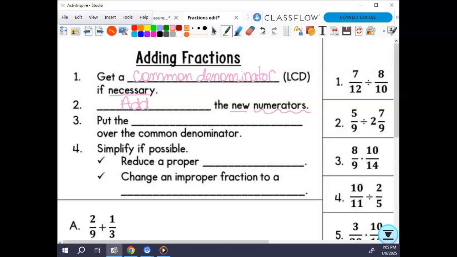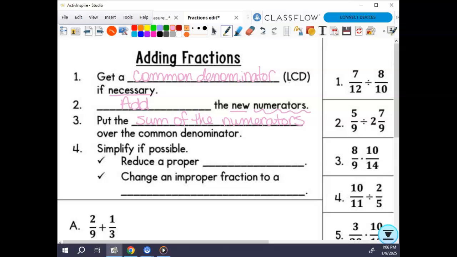Okay, so then we put the sum of the numerators over the common denominator. So that's basically what we just said. We leave the common denominator alone. We just add the numerators, put them on top, right? Okay. I know, I'm hoping none of this is surprising news to anybody.